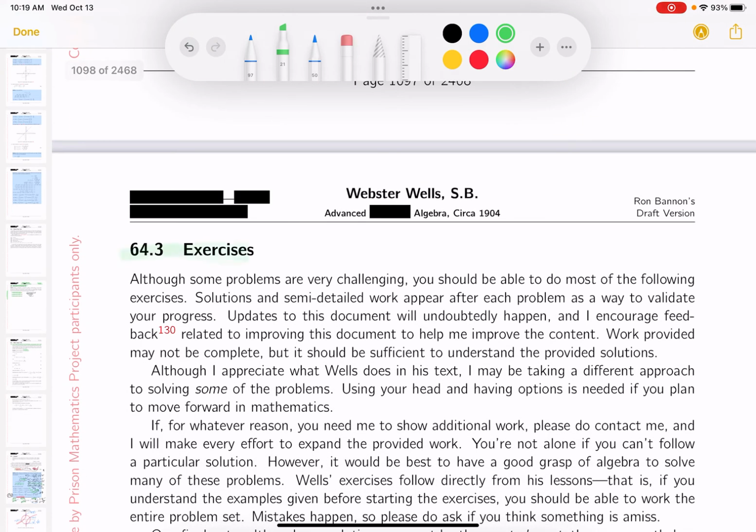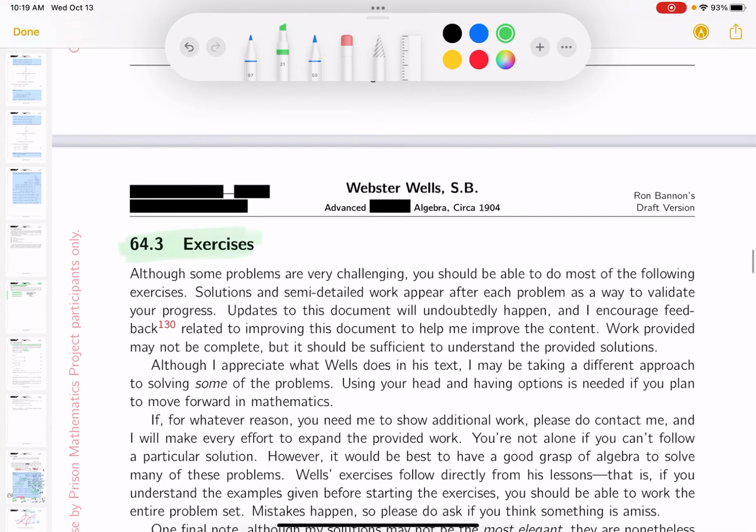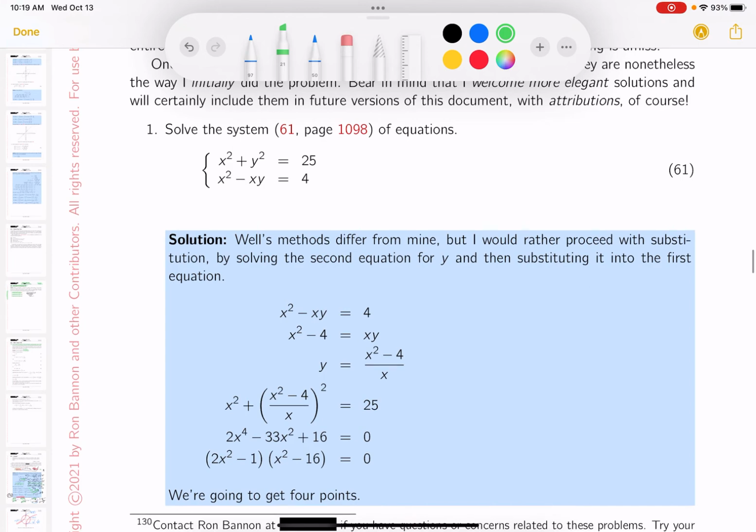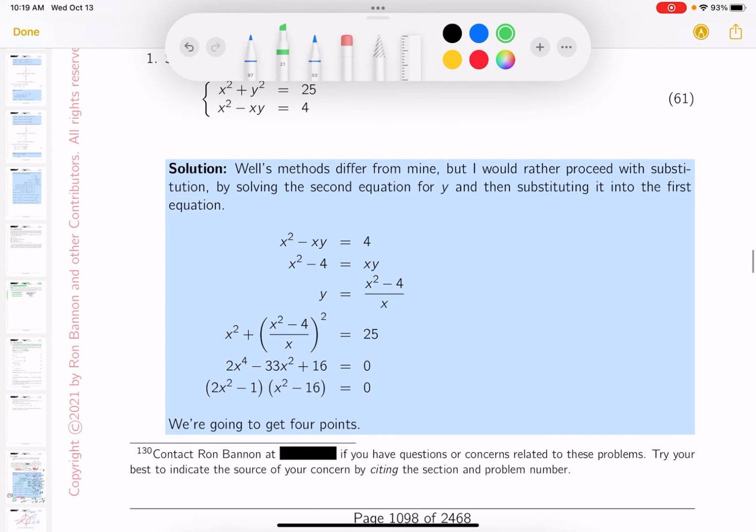Exercises. Now, I've got to be honest, when I'm doing the exercises, the way I do a problem, the way you do a problem may be different. Certainly the way Wells does a problem, the way I do the problem also may be different. But I try to do what I find to be easy for me. So what I do over here is basically a substitution, very similar to the first problem we did.